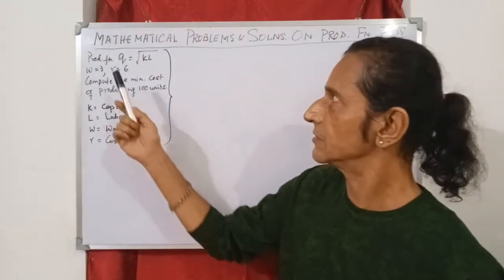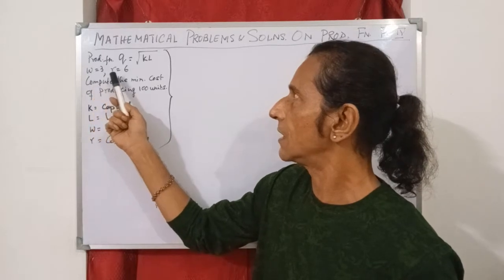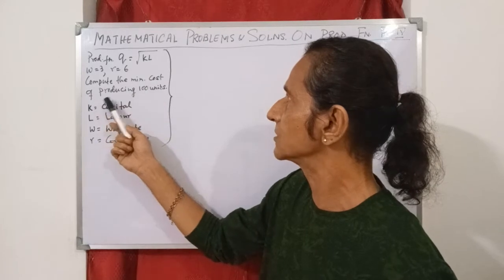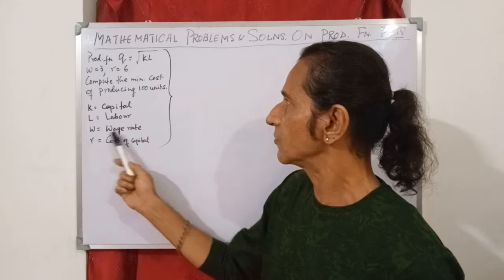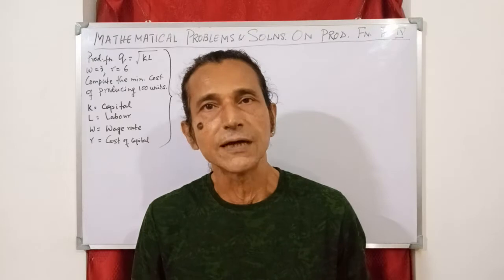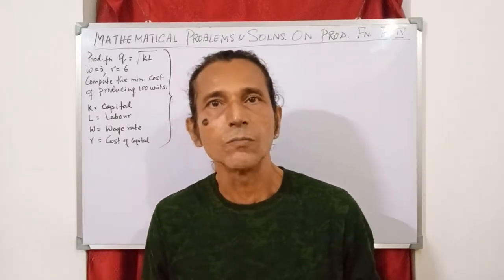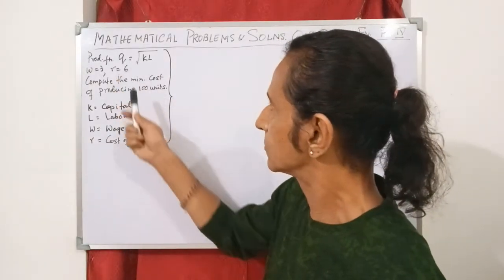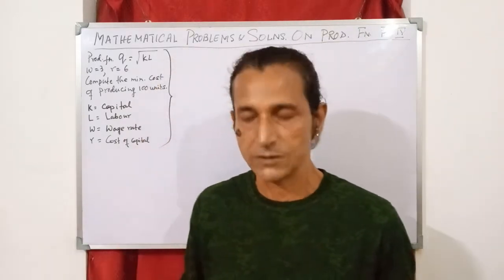A production function is given, which is q equals root over k into L, w equals 3, r equals 6. The question is compute the minimum cost of producing 100 units. K is capital, L is labor, W is wage rate and R is cost of capital. Now cost of capital means weighted average cost of capital or WACC. That means this includes both equity capital and debt capital. So on the basis of this data, we have to find out the minimum cost of producing 100 units.